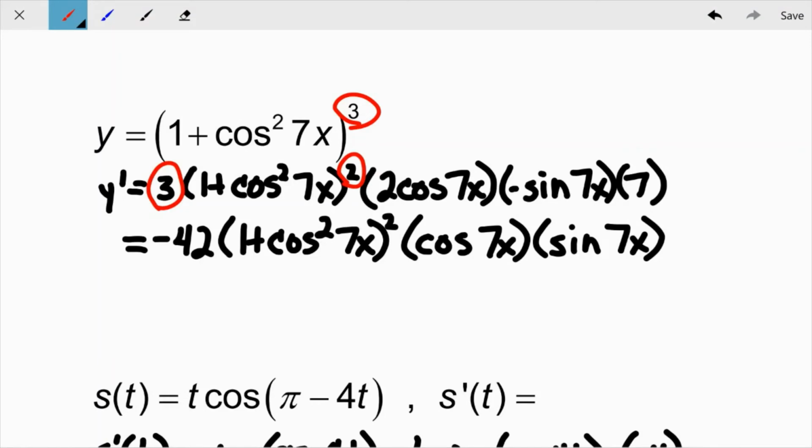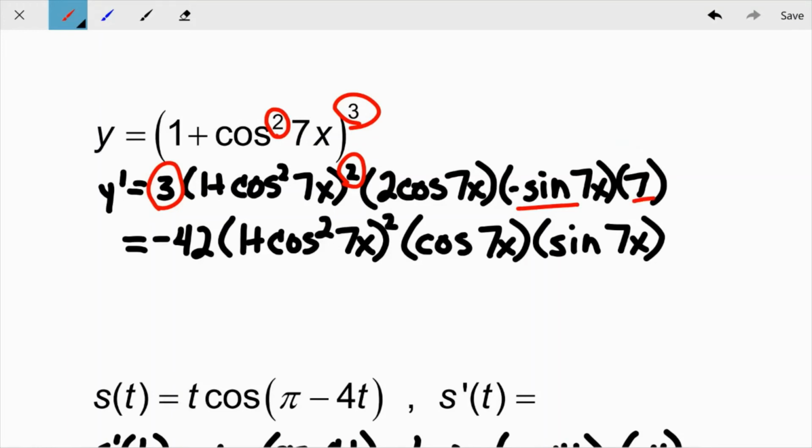Well, the derivative of 1 is 0, but now I have to deal with this power rule. Brought the 2 down. Now I have cosine raised to the first power. Now the derivative of cosine is negative sine, and then the derivative of 7x is 7.